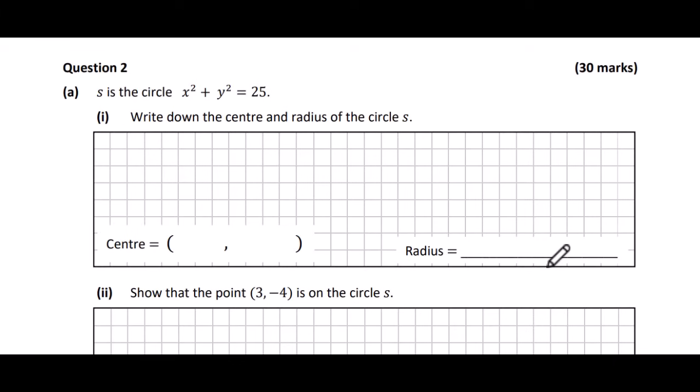Okay, next question, question 2. S is a circle, x squared plus y squared is equal to 25. Write down the center and the radius of the circle. So the center is going to be 0, 0 because we have an equation of a circle in the form x squared plus y squared is equal to r squared. That's the equation of a circle with center 0, 0 and radius r. Now the radius is going to be the square root of 25. This is our r squared, so we've got to square root that in order to find what r is. So it's going to be the square root of 25, which is 5. So our radius here is 5.